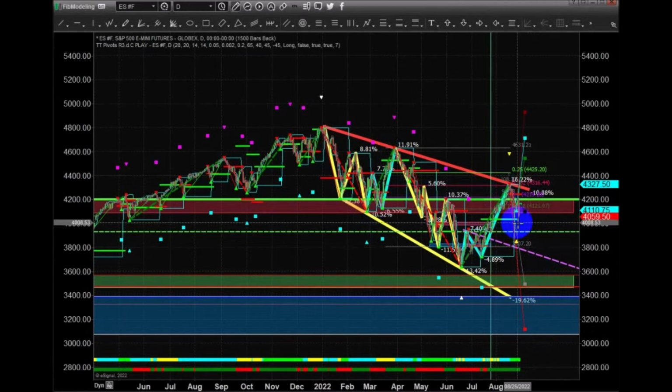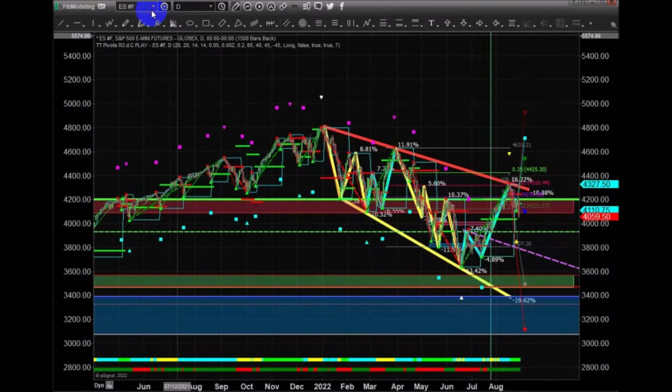We do have some intermediate support right over here at around 4037. We could see the markets try to hold up at this level, maybe a 10 or 15% chance of this. If it gets below this level, roughly 4033, 4035, then it's going to be moving much deeper to the downside.